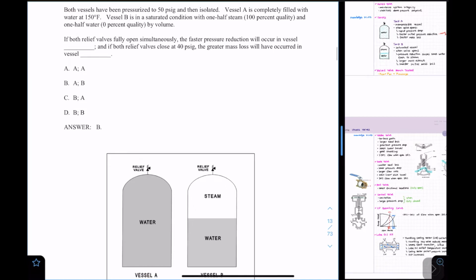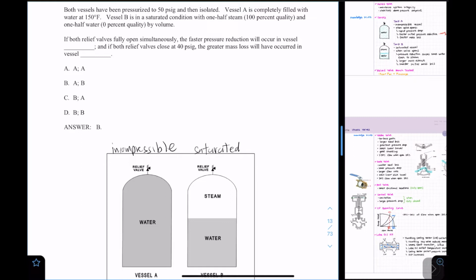So what do we say to this one? This is an incompressible vessel, right? Incompressible. And vessel B is a saturated condition, right? Saturated. Half steam, half water. If both relief valves fully open simultaneously, the faster pressure reduction will occur in which vessel?